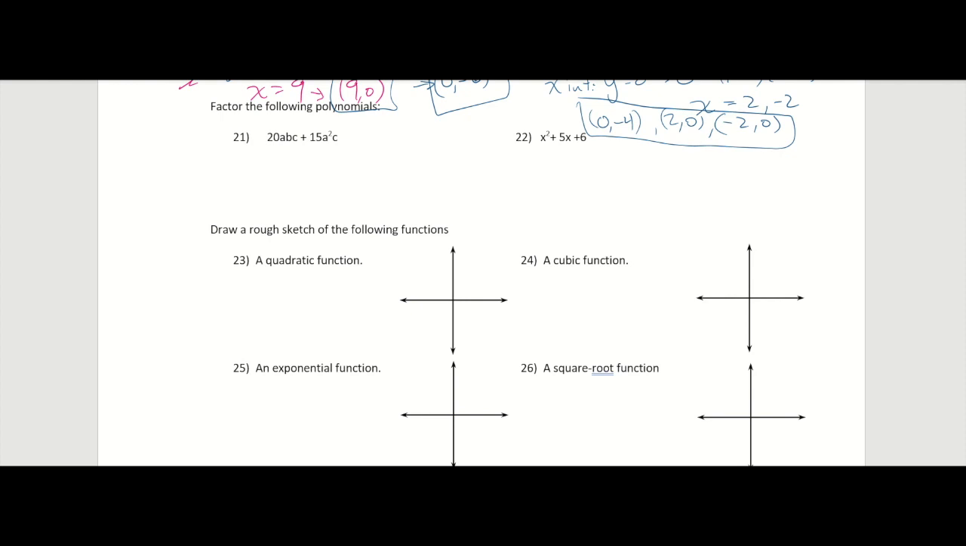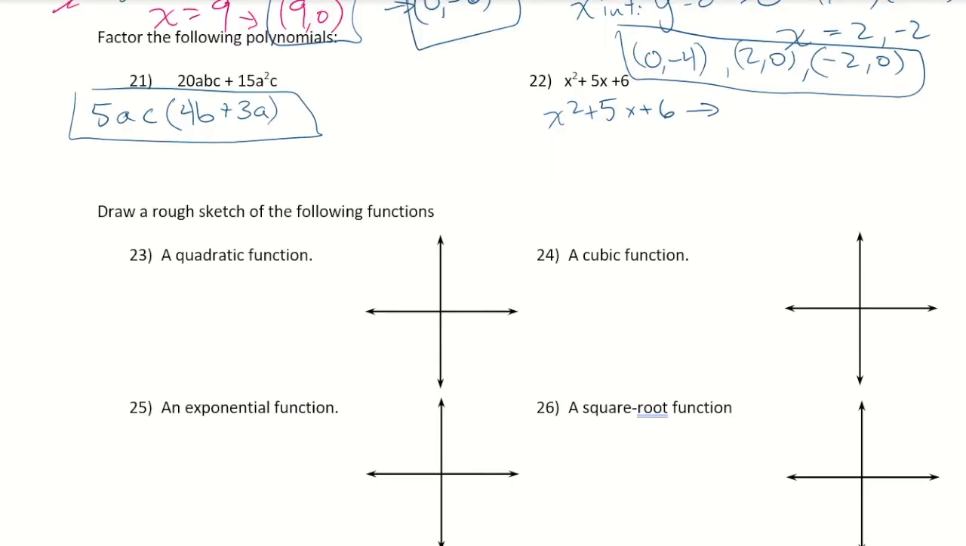And then now we're factoring, so we're just going to pull out any common terms that we can divide both things by. So we divide 20 and 15, they're both divisible by 5. ABC is divisible by A and C as well as A squared C. So you pull that out, and then what you're left with is 4B plus 3A. And then you got x squared plus 5x plus 6.